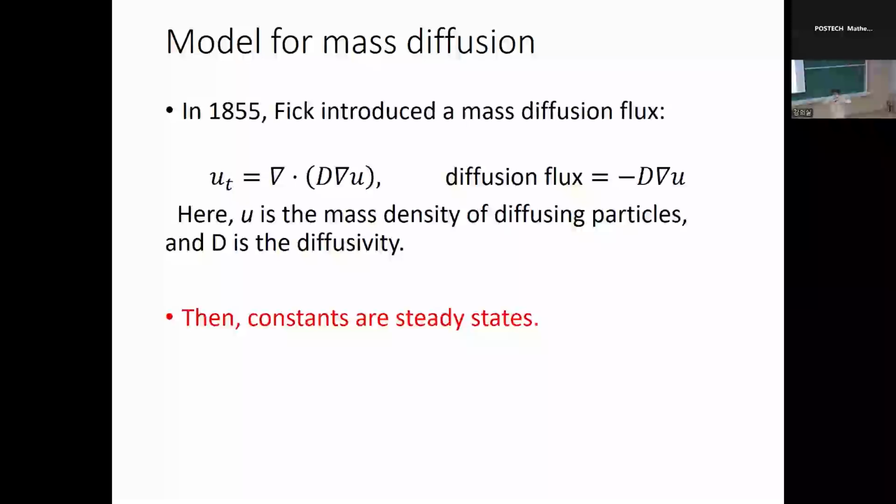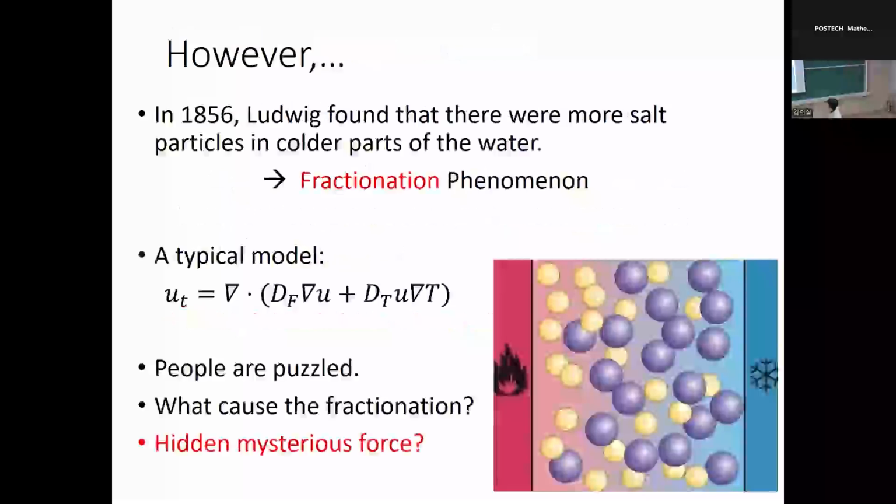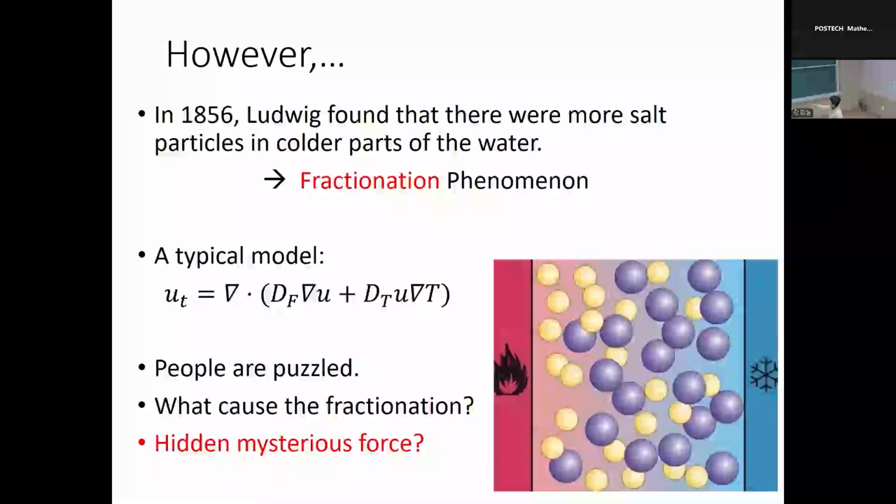So you can say everything is spread, the particles are uniformly distributed, so constants are steady states, then everything is fine. However, this is 1855, just 1 year later, Ludwig found that there were more salt particles in colder parts of the water. So if here is the cold part of the water and here the hot part, then salt particles somehow sit in the cold place more and in the warm place less. So the fractionation phenomenon was found.